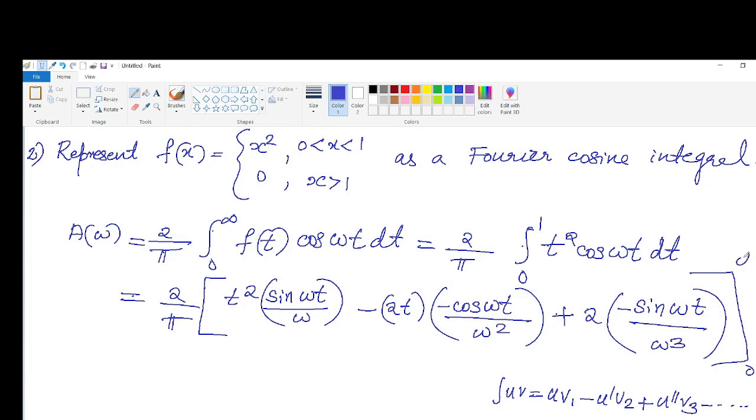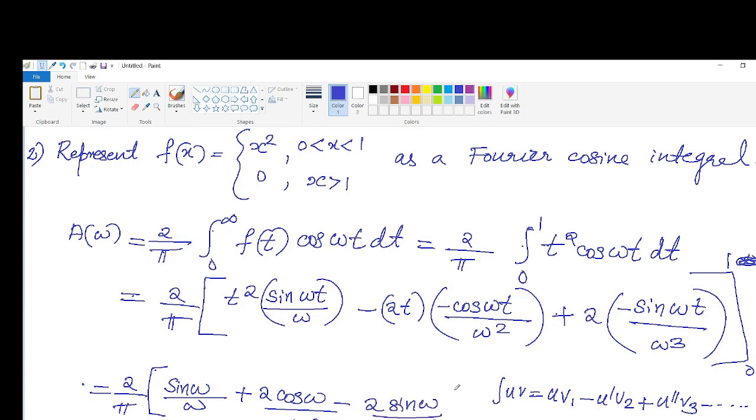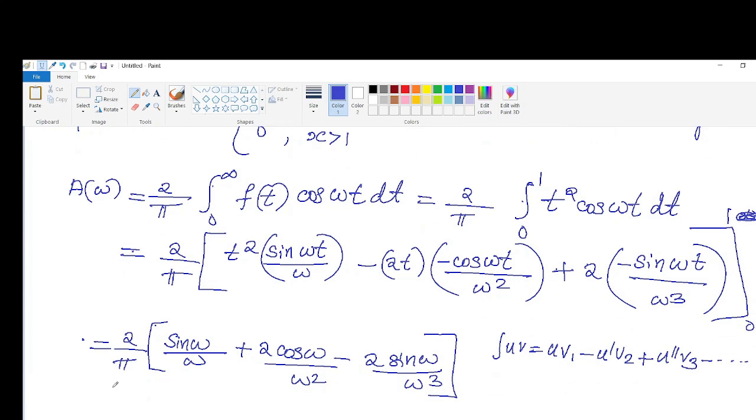Now you have to apply the limit also, from 0 to 1. So this is equal to 2/π. When substituting t as 1, we have sin ω by ω, minus becomes plus, then 2 cos ω by ω², then minus 2 sin ω divided by ω³. When substituting the lower limit 0, every term is 0, so no need to substitute the lower limit. So this is the value of A(ω).